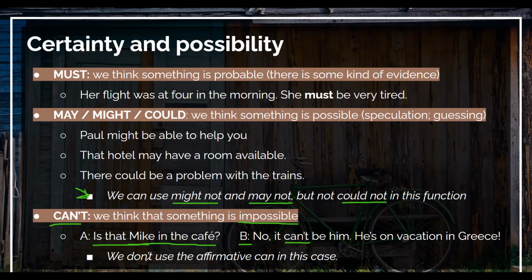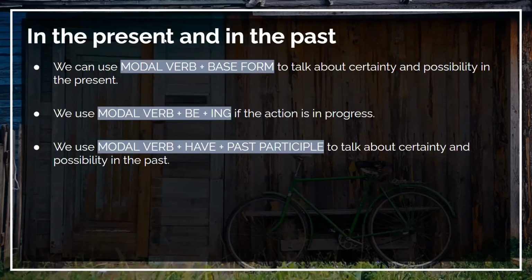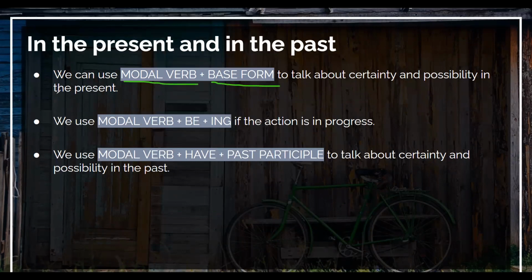Okay. And just like in here, we have a very important point. Also here, we don't use the affirmative can in this case. It's only can't. Okay, only with can't. There we go. So those three uses are the most important ones you should learn. And then based on this, you can make different combinations, right? For example, like it says here, you can use the modal verb plus a base form to talk about certainty and possibility in the present.